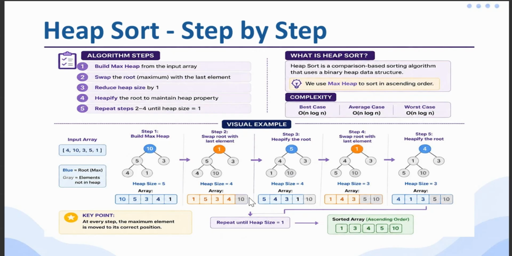Repeat these steps until the heap size is 1. We keep extracting the maximum, place it at the end, and then reduce the heap size. After each extraction, we heapify the root. So we continue until one element remains in the heap. At that point, the array is fully sorted.